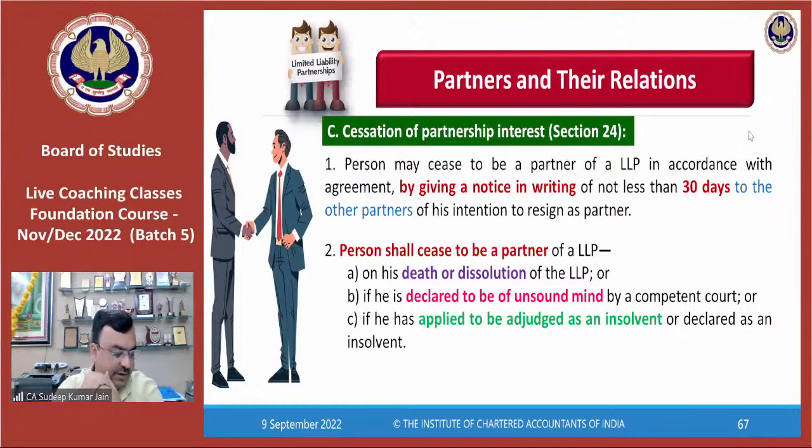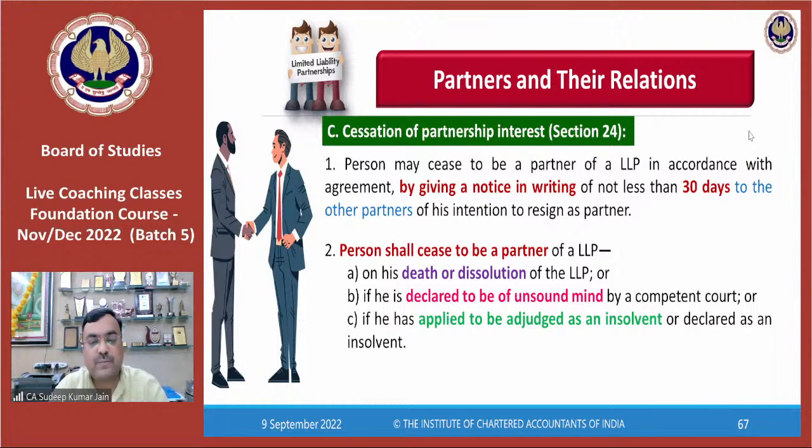Cessation of partnership interest, section 24. A person may cease to be a partner of LLP in accordance with the agreement by giving a notice in writing of not less than 30 days to the other partners of his intention to resign as partner.